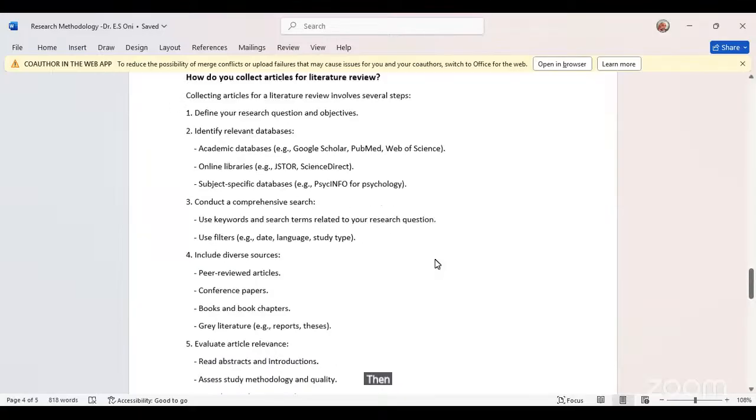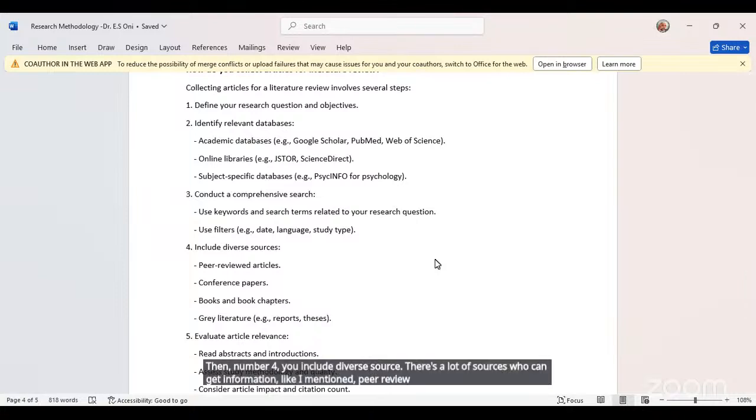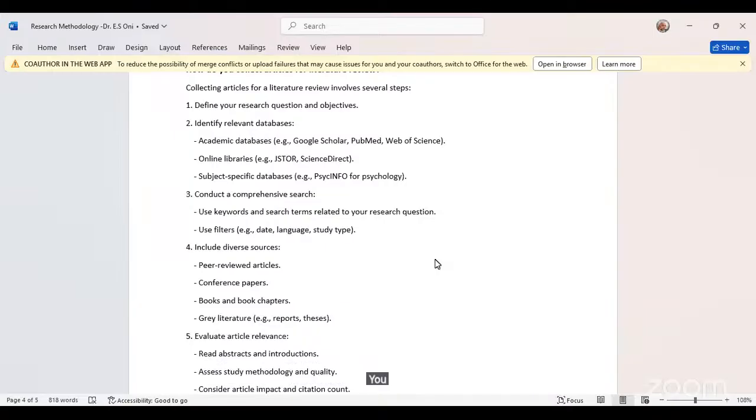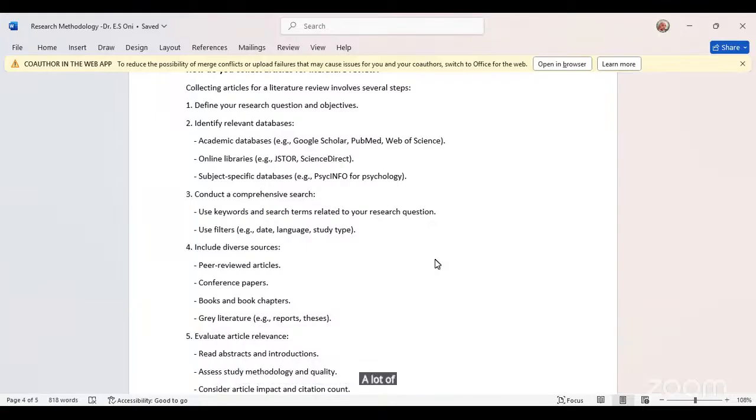Then number 4, you include diverse sources. There are a lot of sources you can get information from, like I mentioned, peer-reviewed articles in several journals. You can look at conference papers. You can look at books and book chapters. A lot of books have information. You can refer to books.